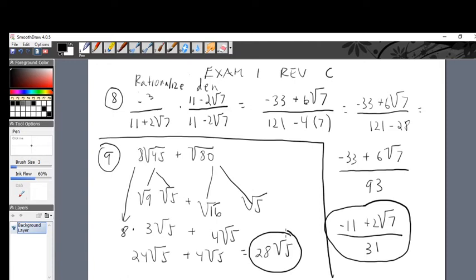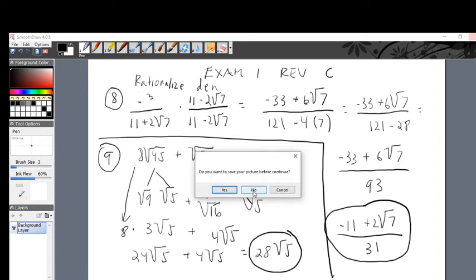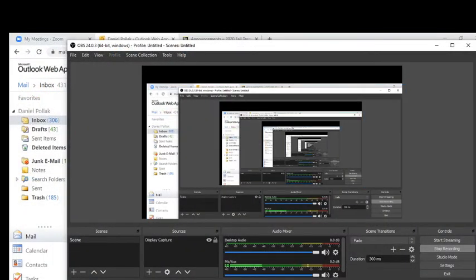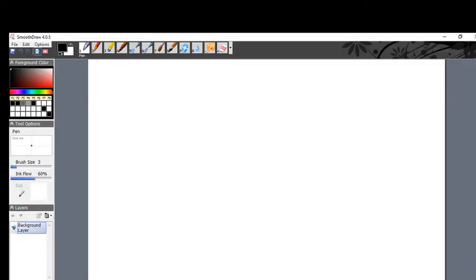Okay, might as well go to a clean sheet of paper to start off problem number 10. Get rid of this piece of paper. Go fetch another paper. And there we go. Now let's go to problem number 10. What is it?